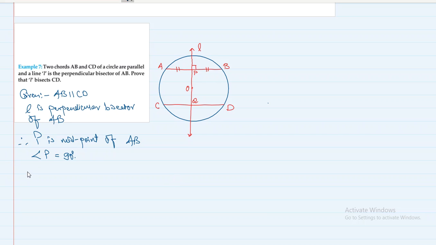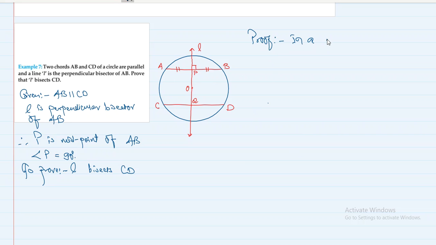So we have to prove that L bisects CD. Okay, so that's very simple. Now we can understand that in proof we have to write this.